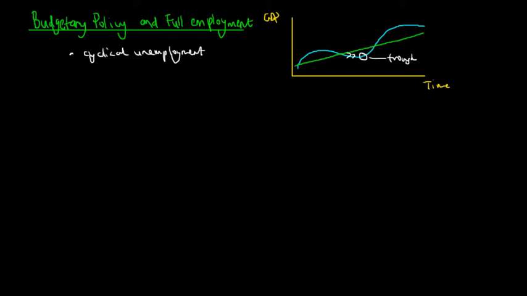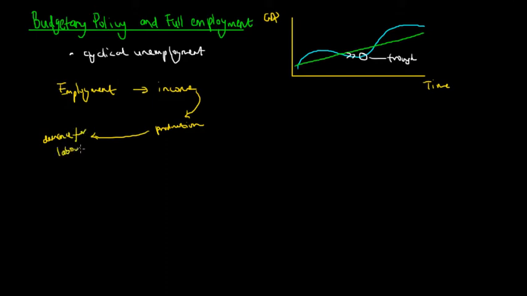So as we know, part of the circular flow: employment leads to income, leads back to production, leads back to demand for labor, and it leads back to employment. So that's part of the circular flow model, and that was a very brief circular flow model. Just keep that in mind.